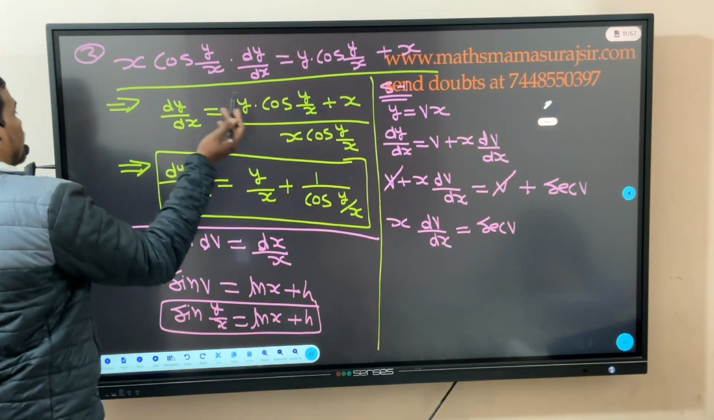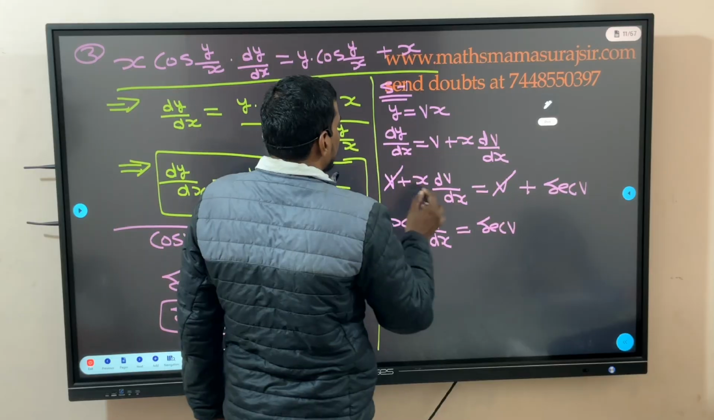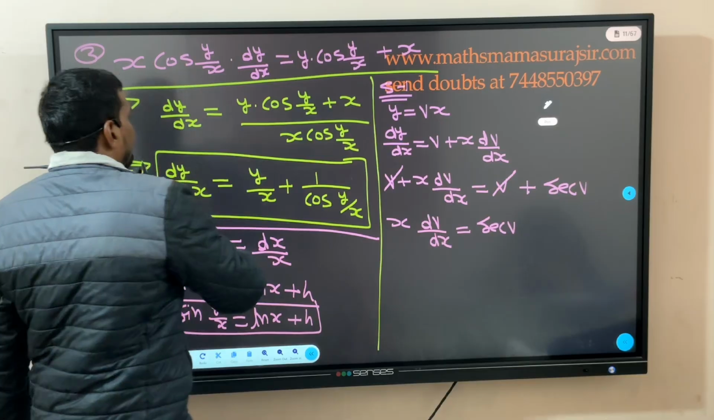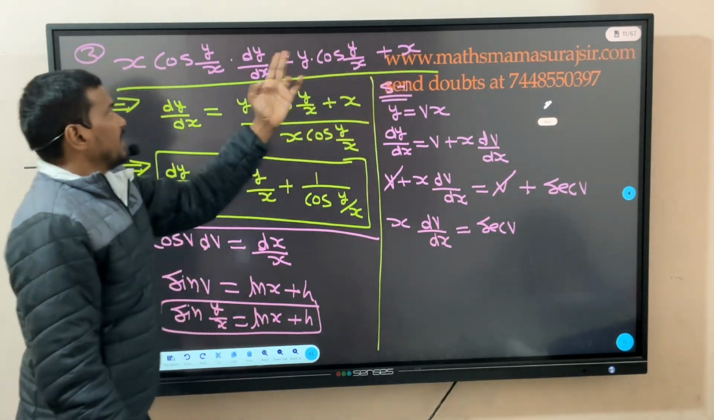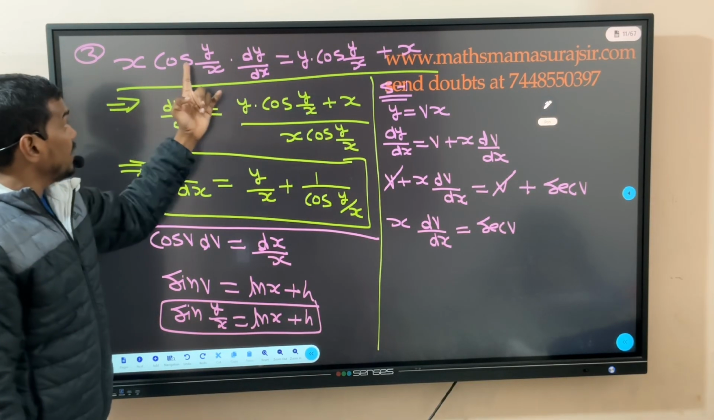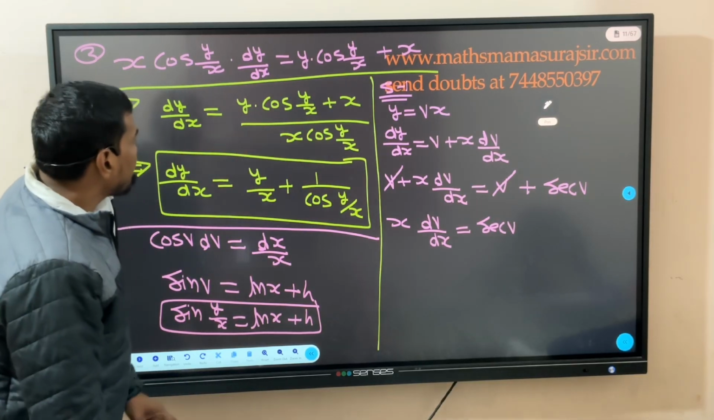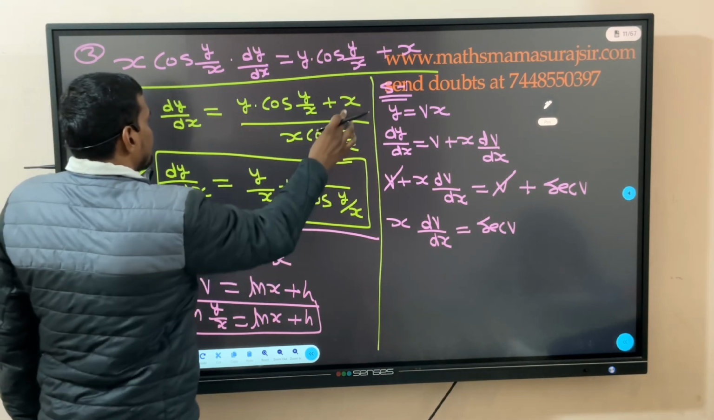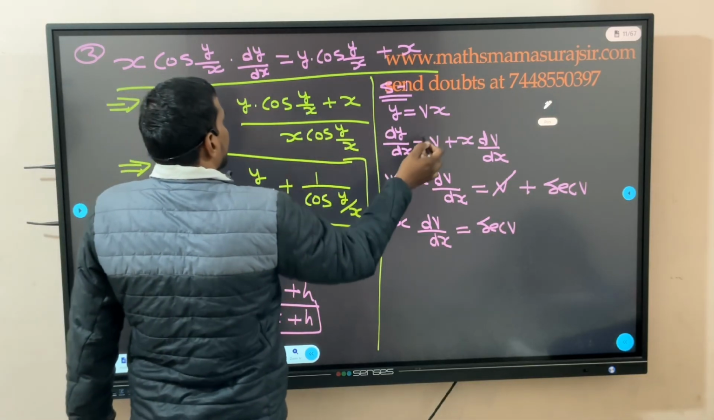So again, step 1, y equal to vx, right? dy by dx is v plus x dv by dx. So that we substituted. So first of all, we have simplified it. dy by dx is y into cos y by x plus x divided by x cos y by x. So if you divide by this, you will get y by x plus x by x will get cancelled, 1 plus cos y by x. No problem. y equal to vx, dy by dx is this.